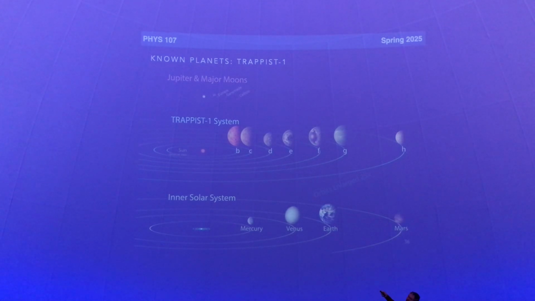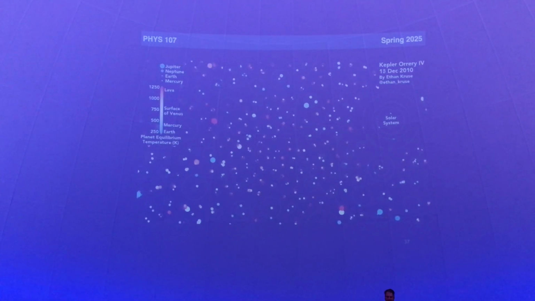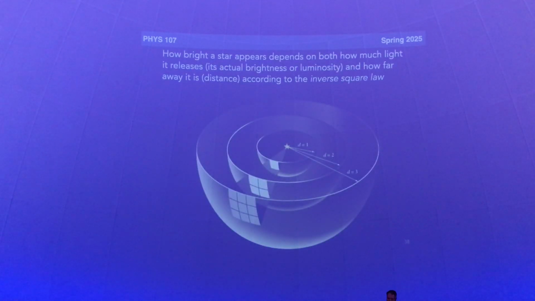So TRAPPIST is currently still the record holder with 7 of them, 3 of which are in the habitable-ish zone, so essentially not too warm, not too cold. Showed you this mesmerizing orrery. And so it all comes down to how far away you are, right? So we've had this part when we did distances.